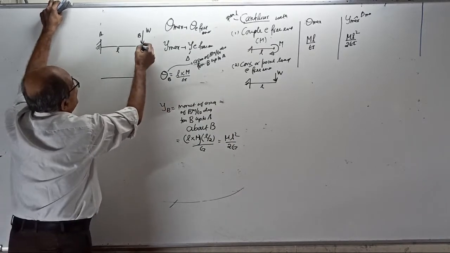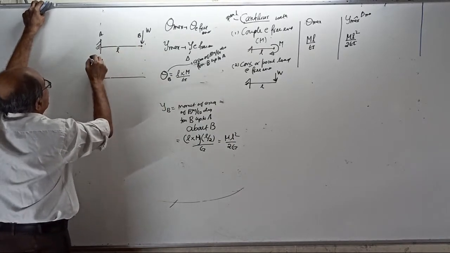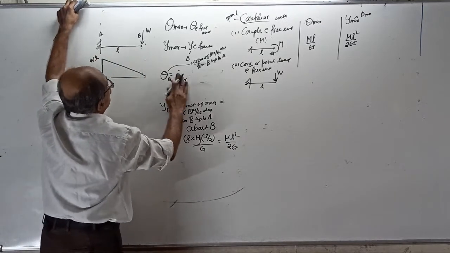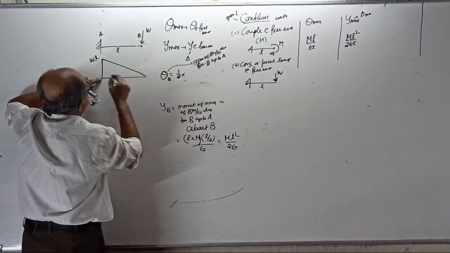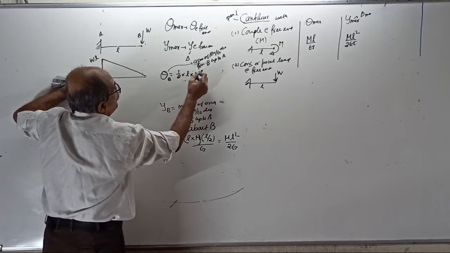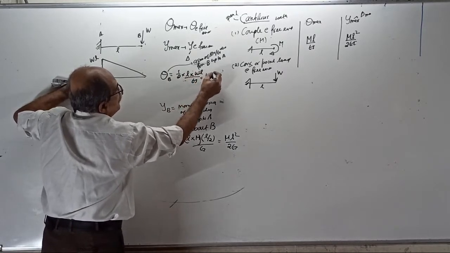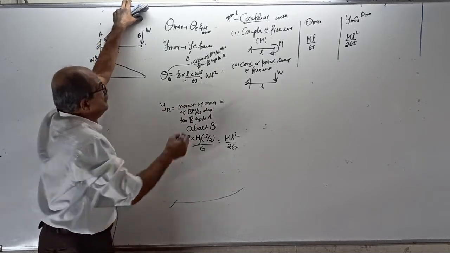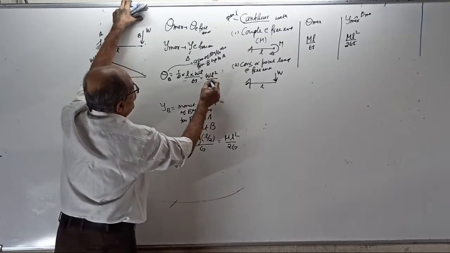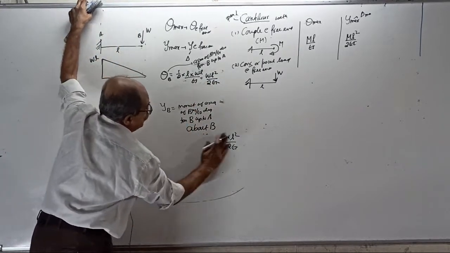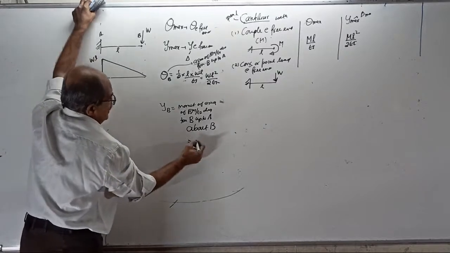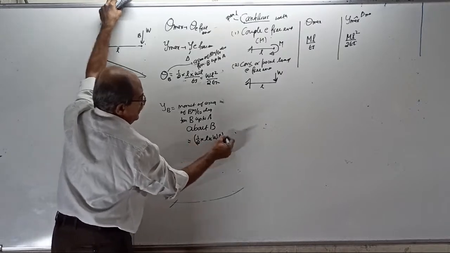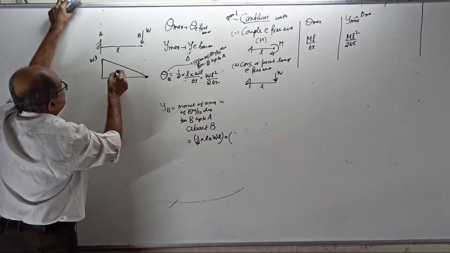You write once again. 0 here, WL here, joined by a triangle. Now, area equals half into L into WL by EI, or WL square by 2EI. Some people use PL square instead of W. Deflection equals moment of this area: half into L into WL is the total load, into moment about this point. CG is here.